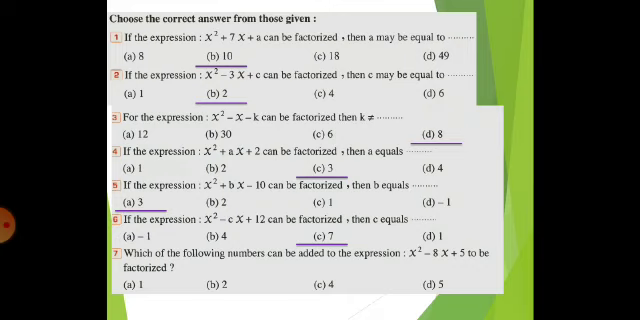If we add 2, the expression will be x power 2 minus 8x plus 7. We got it, here we find the two numbers whose product equals 7, 7 times 1, and their sum equals 8. So the number that we add to the expression to make it factorizable is 2.